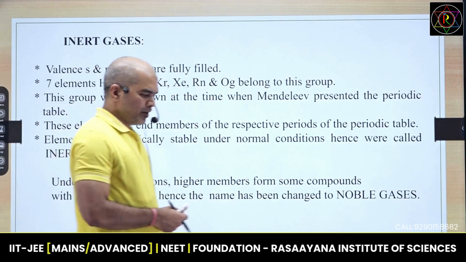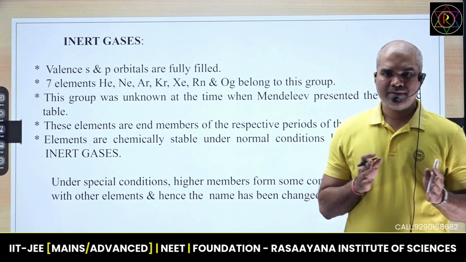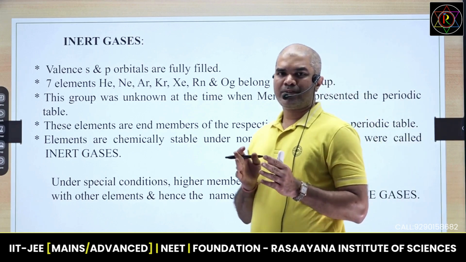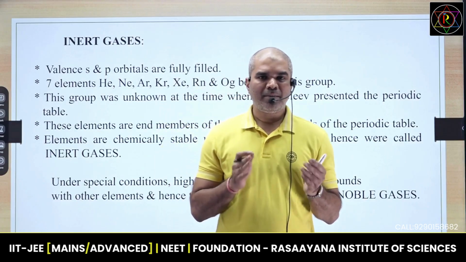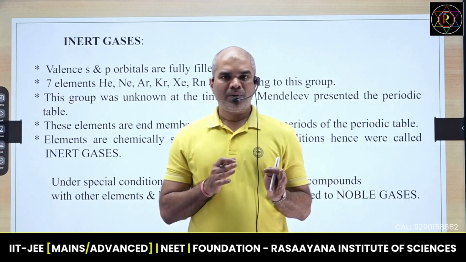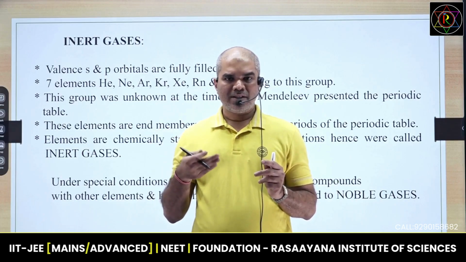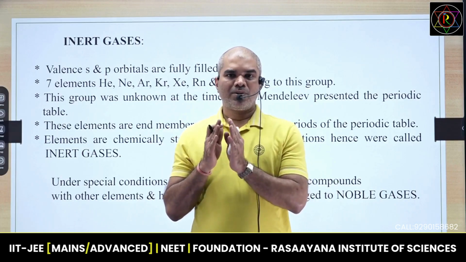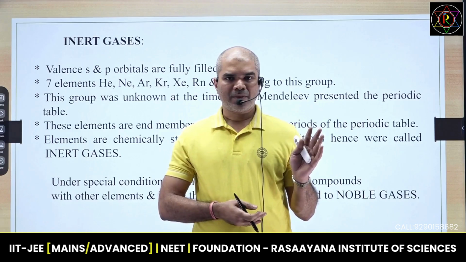One more important point, let it be John Newland's law of octaves. There were no known inert gases at that time. Even Mendeleev, when he started classification of elements, inert gases were not known. Later on he included them in his periodic table when these inert gases were discovered. So in the beginning it was not there, even in Mendeleev's periodic table. Later it was included. That is the second point.